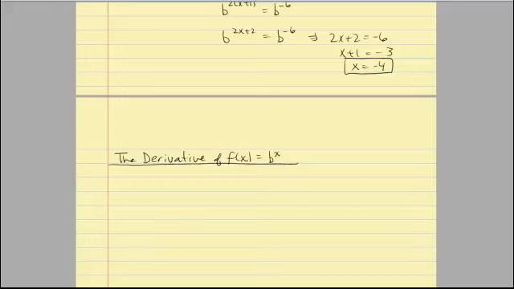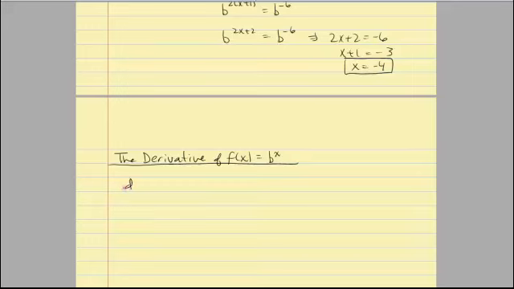Now we finally get into a little bit of calculus. We're going to be looking at the derivative of b to the x. And of course, when we start talking about the derivative of b to the x, we're going to bring in the natural number e, and we're going to make the base equal to the natural number e. So we'll be talking about the derivative of e to the x and the derivative of e to the u as well.